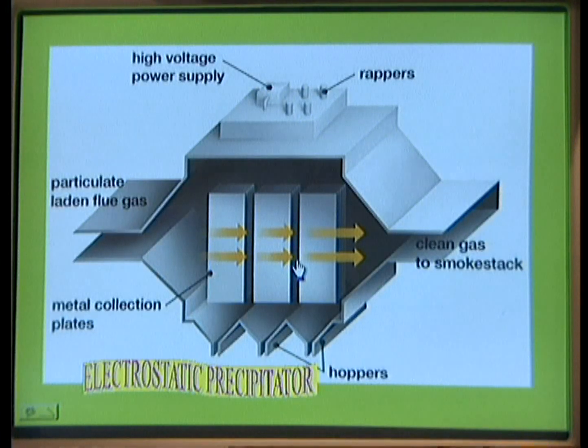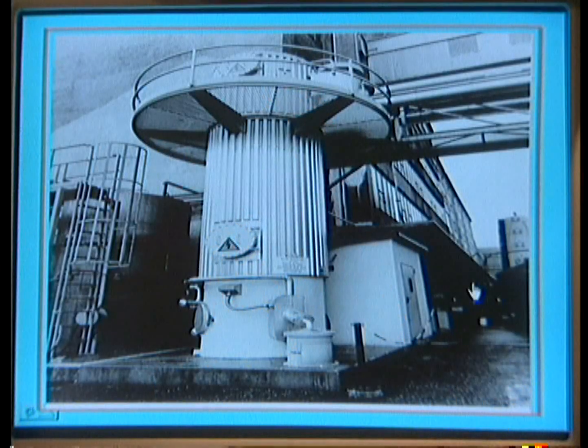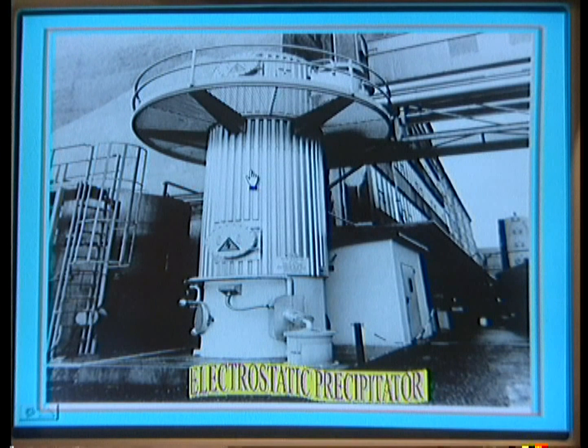You can see one practical example of an electrostatic precipitator. See how the dust comes in, passes through the vertical plates, and clean gas leaves from here. Next, another example of this, a practical example of an electrostatic precipitator. This is another example of an electrostatic precipitator.